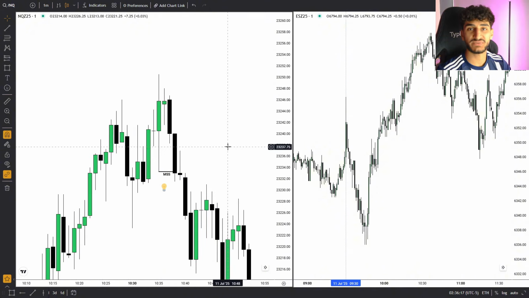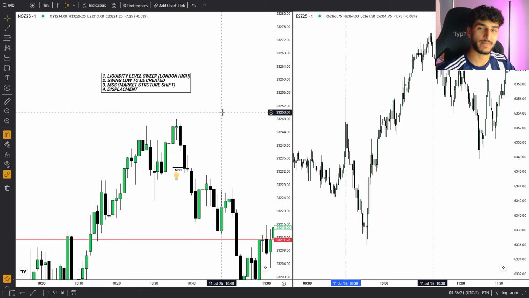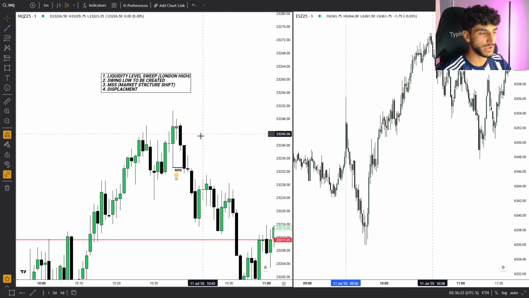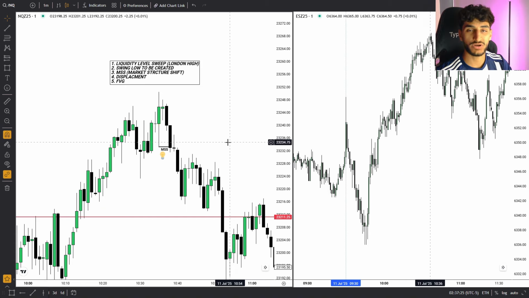So that is considered to be a market structure shift. Now, a displacement is pretty much within that market structure shift. It is a big impulsive move, in this scenario to the downside. So after getting that market structure shift and displacement to the downside, the next thing I want to be looking for is a fair value gap to be created.